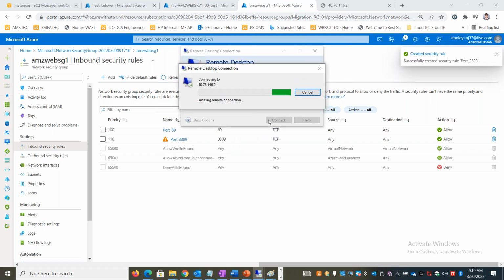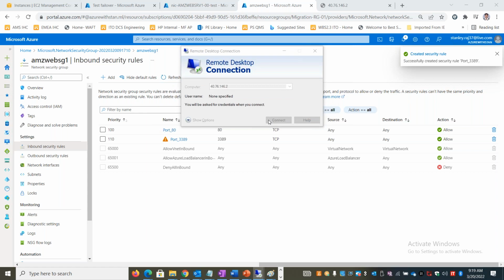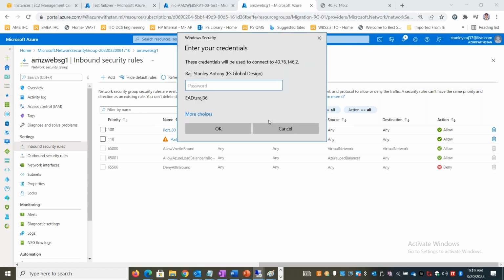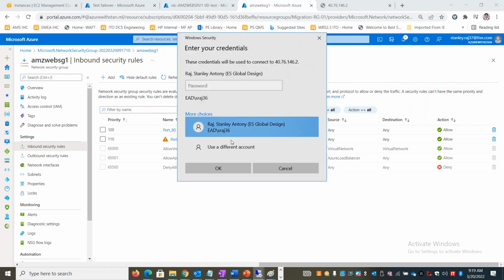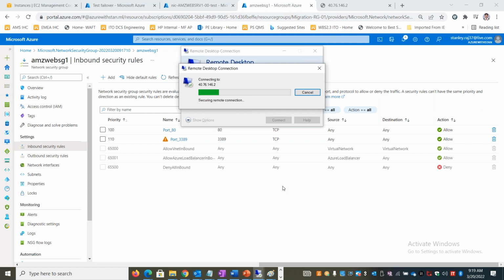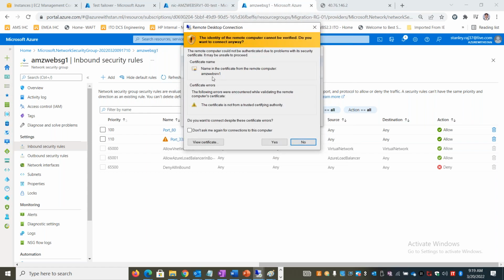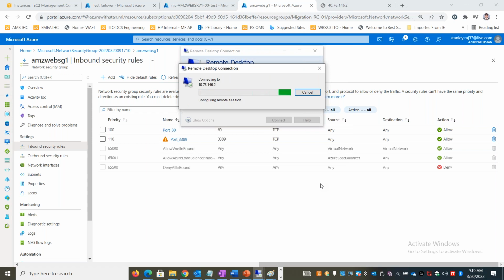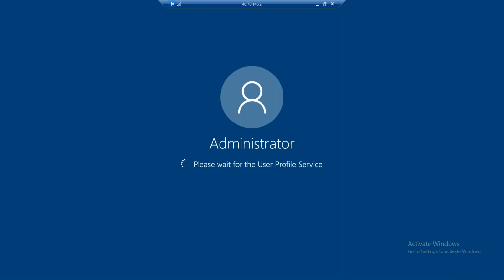Okay, security rule created. But generally it takes a minute to reflect. Okay, so now I'm able to... So I'm using the same credential that we had in the AWS environment. See, I'm able to connect to the Amazon Web Server 1. Perfect. So I'm able to log into the machine that was created in Amazon and migrated to Azure platform.